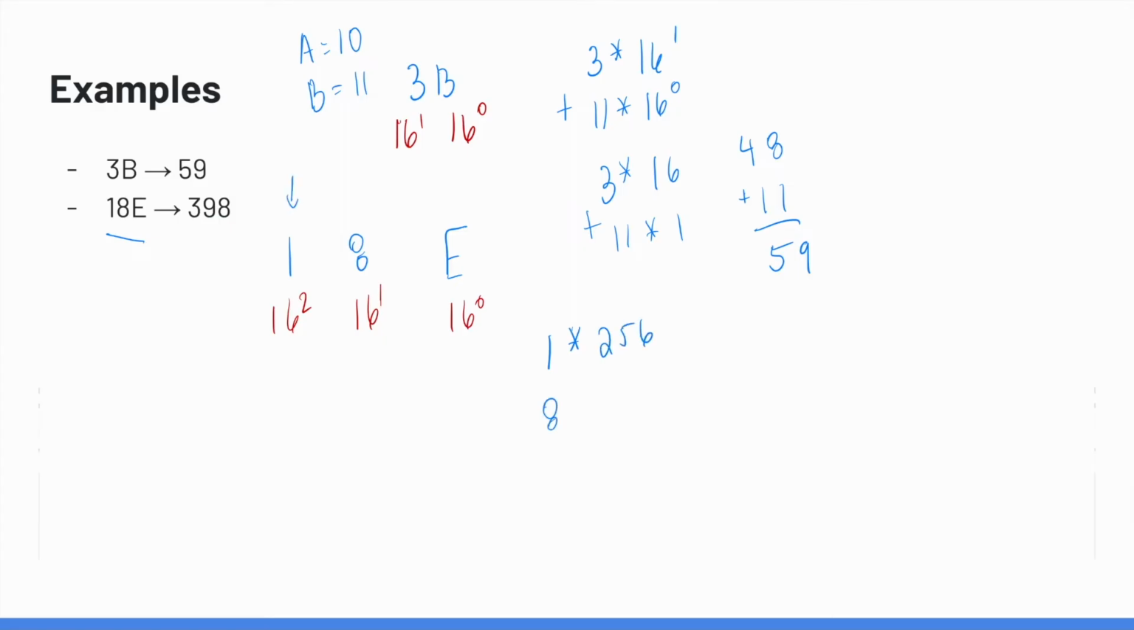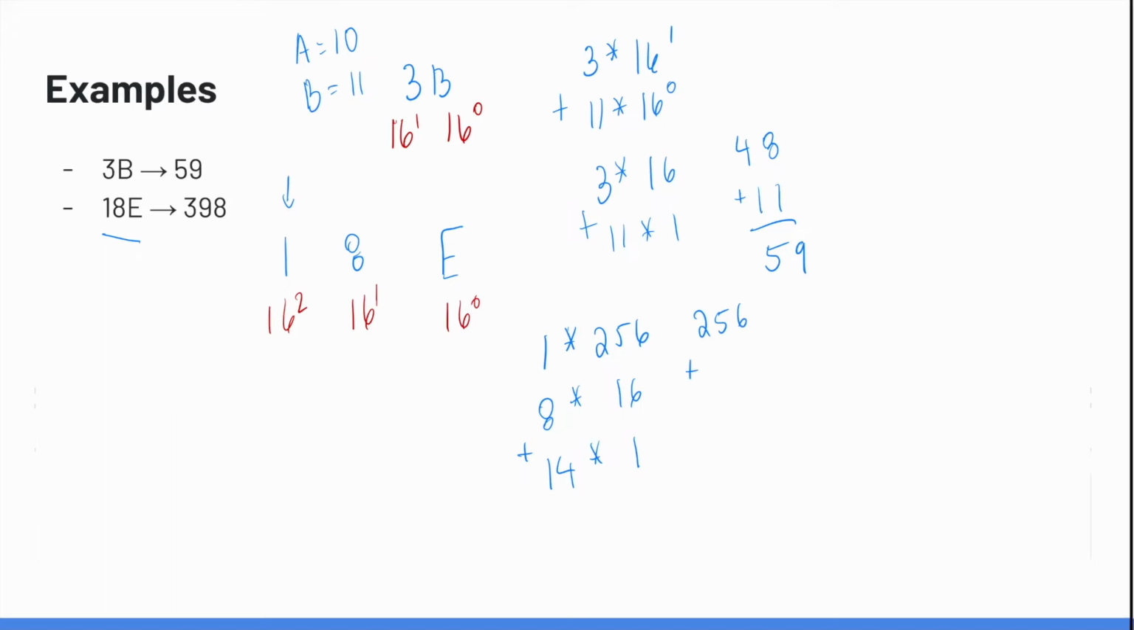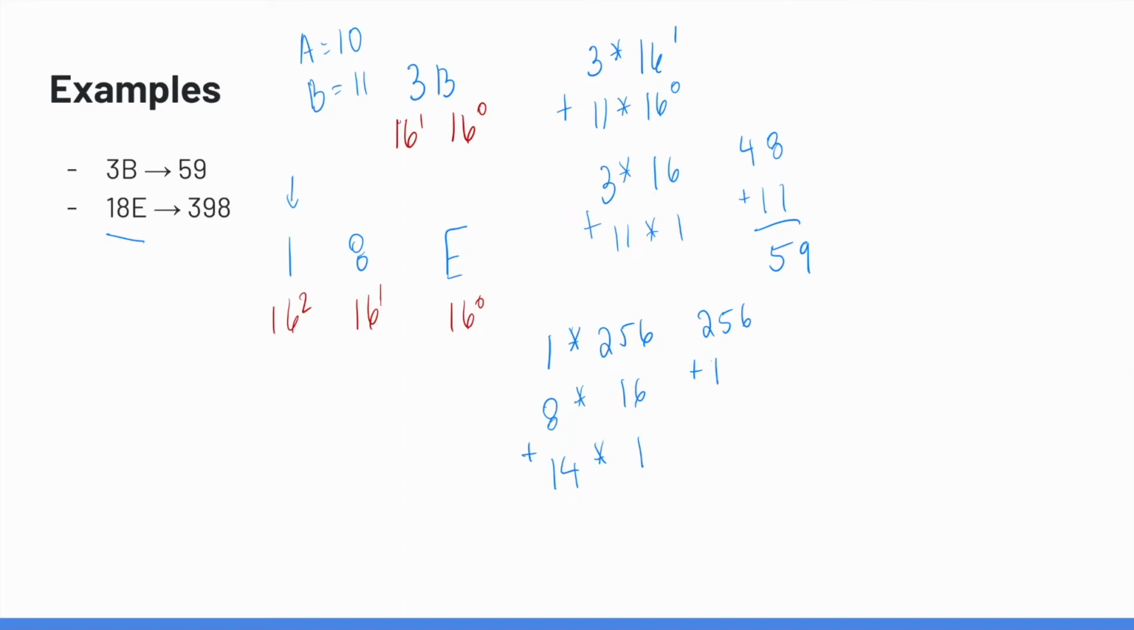We're going to have 8 times 16 to the power of 1, which is just 16, for this value right here. And then e is going to be 14, because f, our biggest value, is 15. So we're going to have 14 times 1 right here, because 16 to the power of 0 is 1. So we're just going to have 256 plus, let's see, I guess it's 128, plus 14, which should be equal to 398. I really hope it is, because again, I'm terrible at math. Anyways, that's how you go about solving that problem.